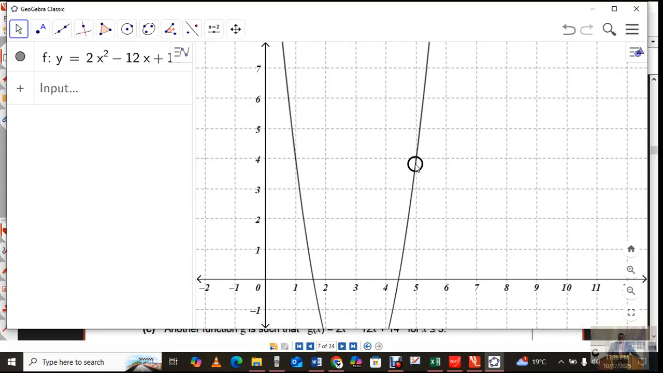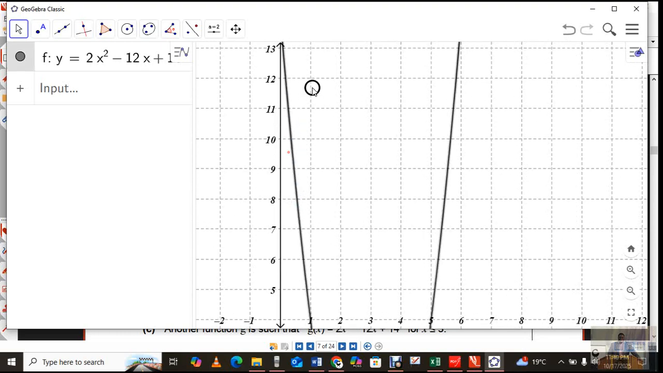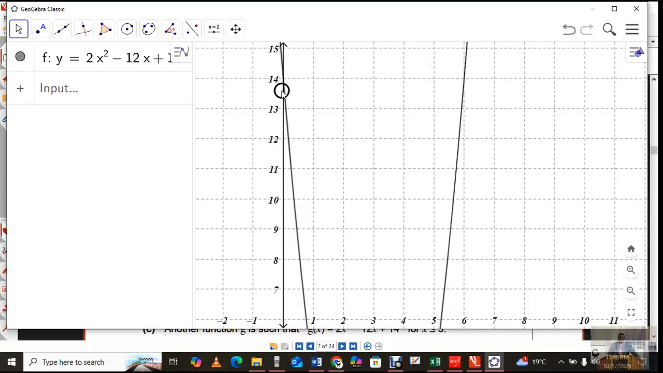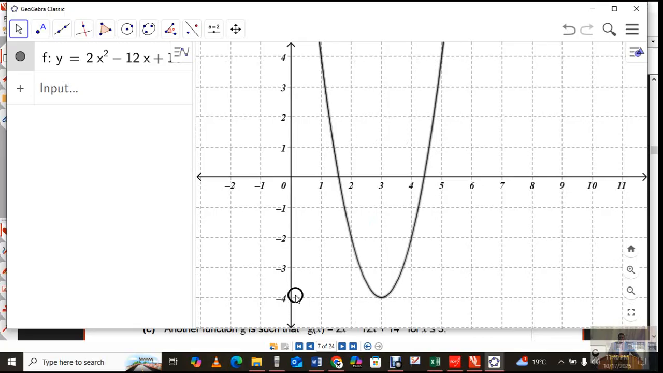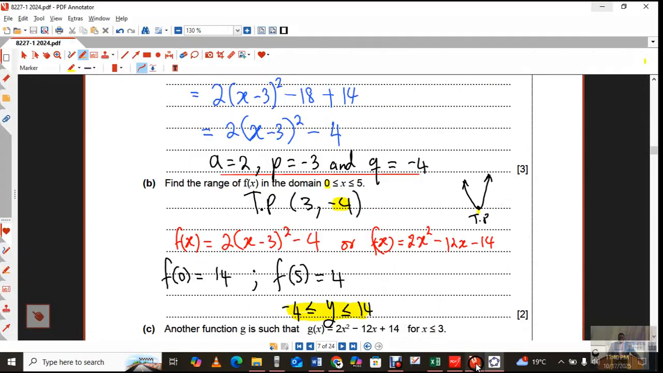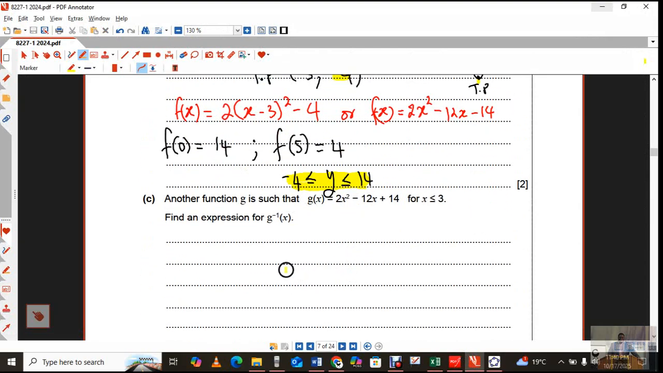But the graph is really from 0 to 5, the domain. The range of the graph is going to be from 14 all the way until -4. So that's basically pretty much what it means. And take note also, can you see that the turning point is 3, comma -4, as I indicated? So that's what that question entails.